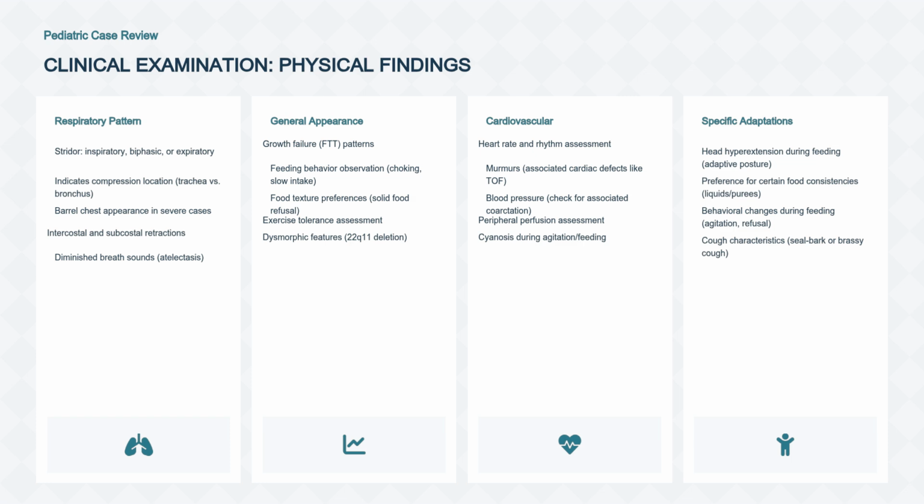During physical examination, listen carefully for inspiratory or biphasic stridor, which indicates the level of compression. Observe the general appearance for growth failure, and note specific feeding behaviors, such as solid food refusal or head hyperextension, to relieve compression. Finally, a thorough cardiovascular assessment must check for murmurs indicating associated congenital heart defects.